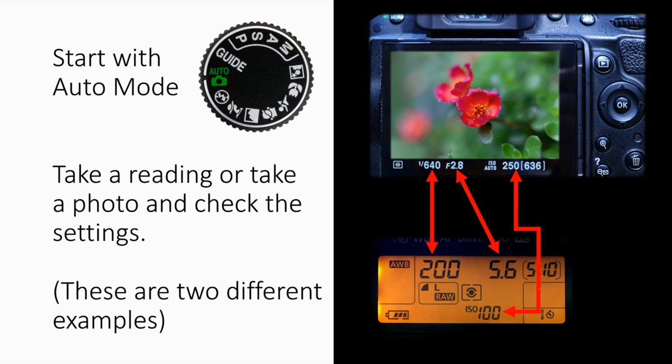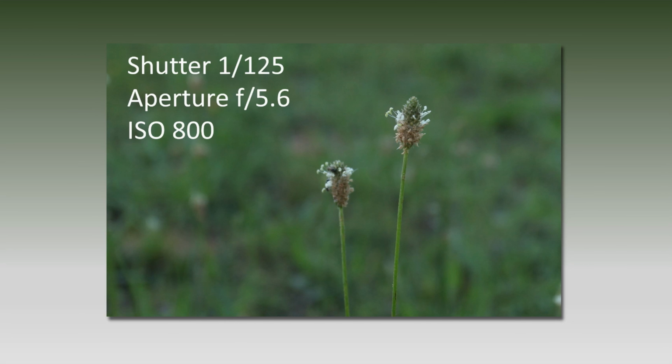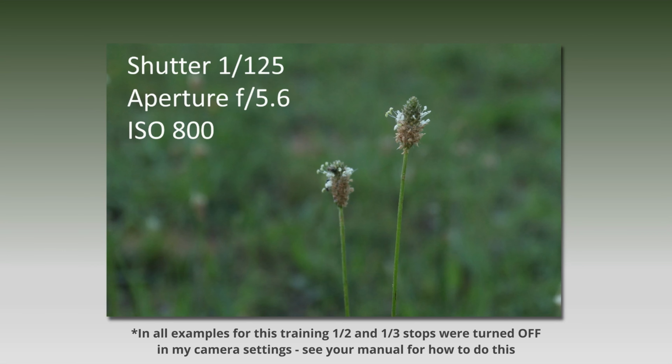We are going to use the camera and set it to auto mode. When I half press the shutter, I get a reading with the settings the camera has chosen. I can also take the photo and then view the photo to see those settings. These will be our starting point. In this sample photo, I used auto mode to take a reading, and those settings were shutter speed of 1/125th of a second, aperture of f5.6, and ISO of 800. According to the camera, this would be proper exposure.